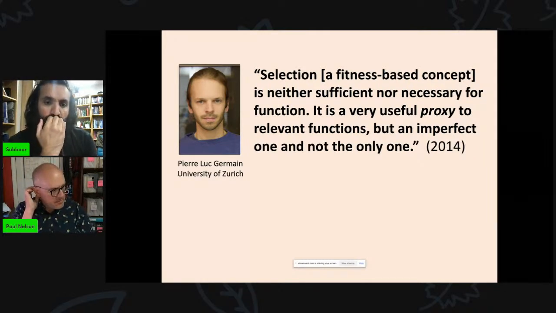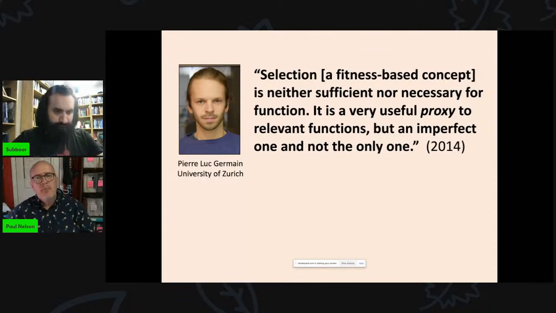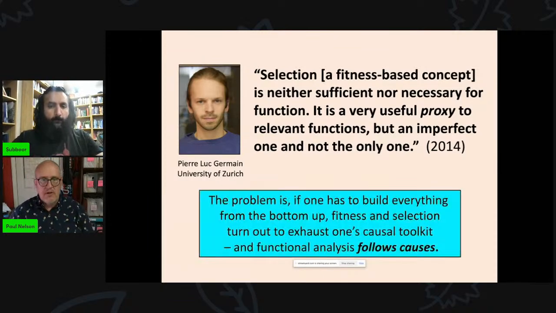This theoretician, Pierre-Luc Germain at the University of Zurich, said, look, selection, which is a fitness-based concept, is neither sufficient nor necessary to understand function. It's a useful proxy, but it's imperfect, and it's not the only one.